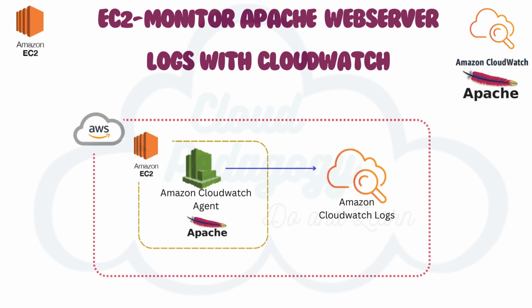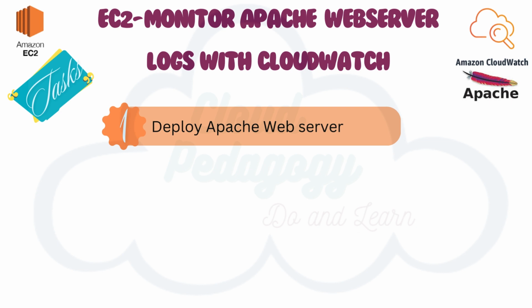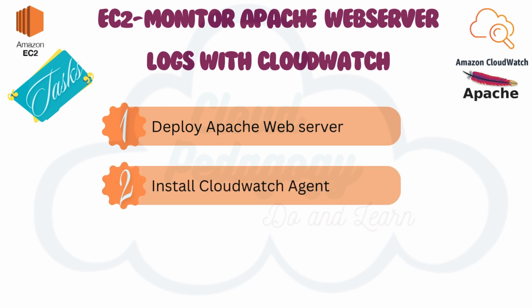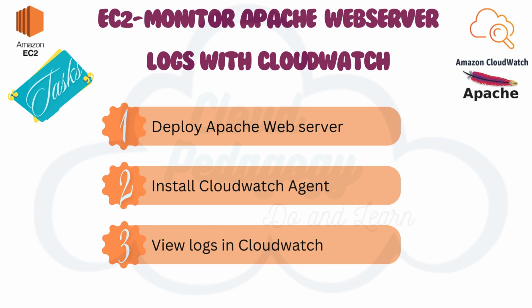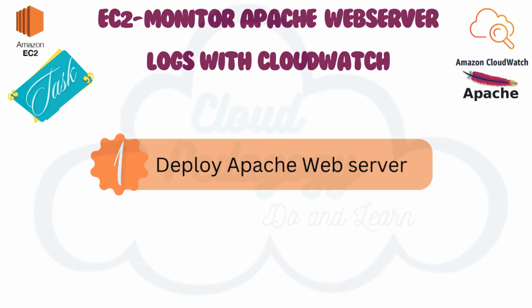So let's start with our tasks. First, we'll install an Apache Webserver in an EC2 instance. After that, you will be logging into the EC2 instance and installing the CloudWatch logs agent. Finally, we will watch Apache web logs in the CloudWatch logs group. So let's start with task 1, deploy Apache Webserver.